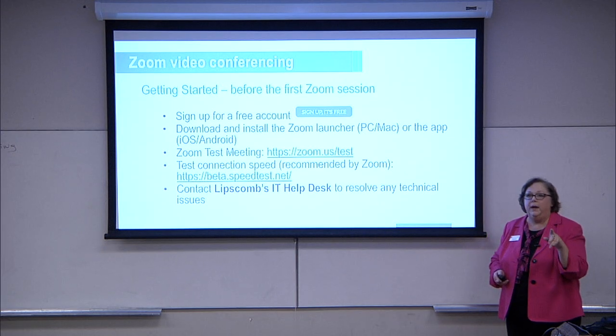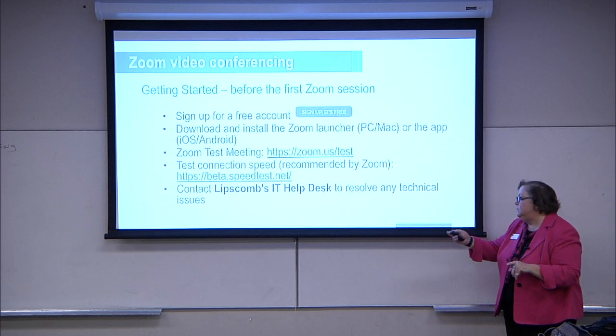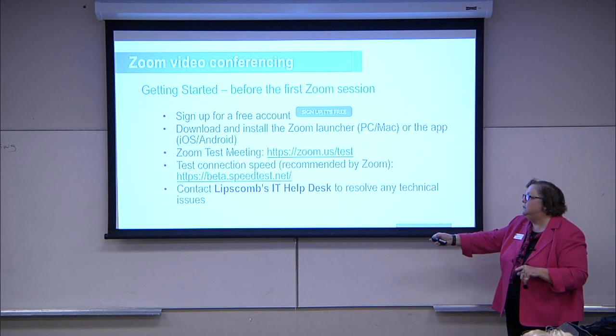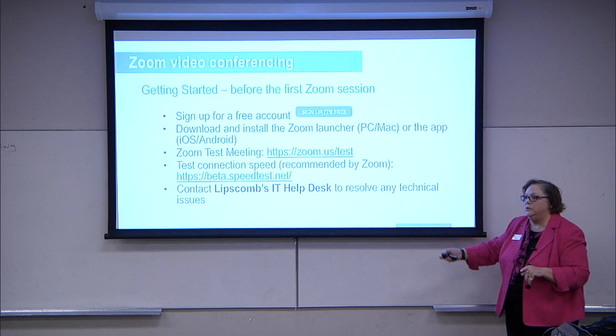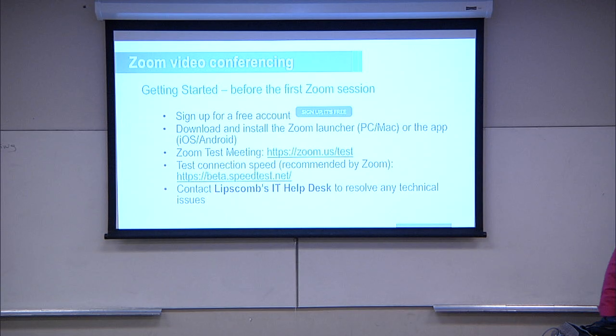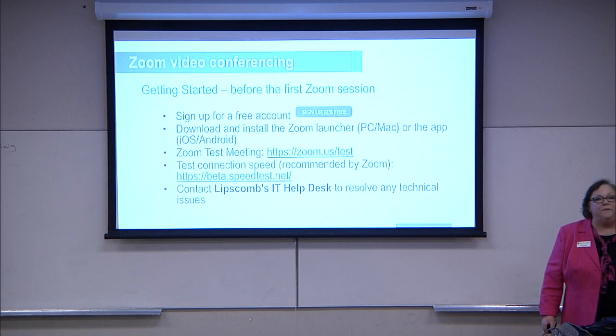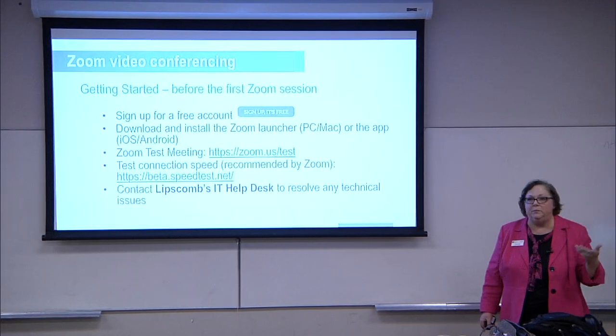Also, Zoom highly recommends that you test your connection speed. This is the recommended site to use to test your connection speed. It will test how fast things are uploading and downloading for you. And if it's slow, it'll come up and tell you, okay, this could be a problem. If it's slow, what do you do? You find another room in your house where the connection is better, or find another place to do it from, which might be Panera.